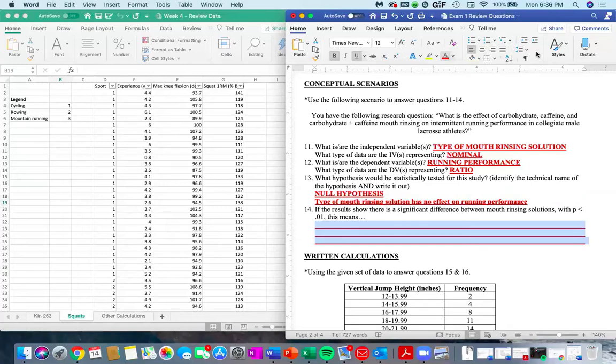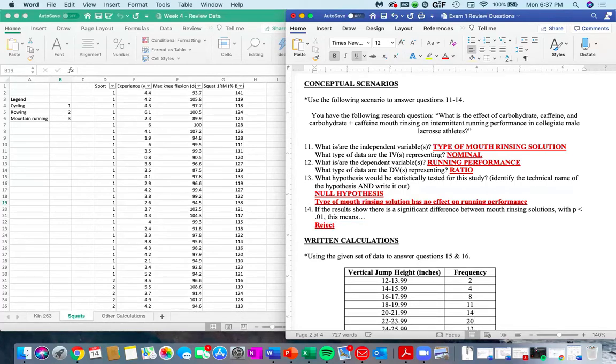We reject the null, right? And that's because this less than is kind of our key trigger. Again, this 0.01, that's the amount of error we're willing to accept. So if p says that there's a low amount of error, we're going to reject the null. And that would mean that type of mouth rinsing solution has a significant effect on running performance.